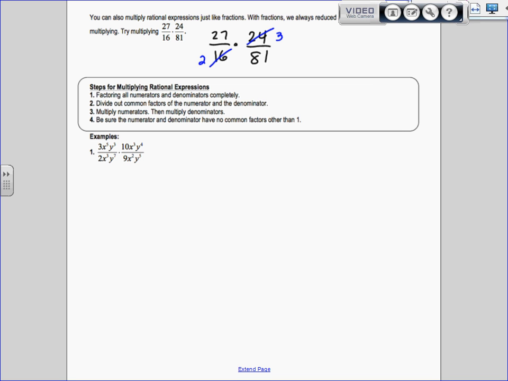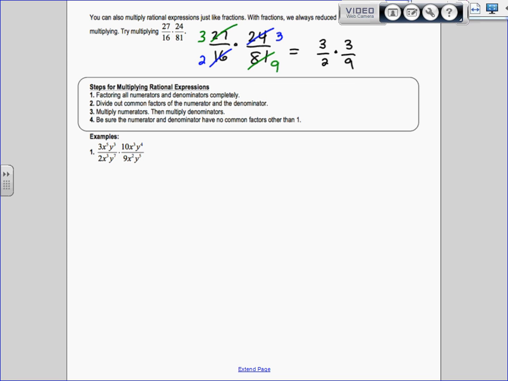27 and 81. Maybe you don't realize that 27 goes evenly into 81 3 times. But you do know that 9 goes into them. So we divide by 9. 27 divided by 9 is 3. 81 divided by 9 is 9. And then maybe it gets a little messy, so you need to rewrite. So you have 3 over 2 times 3 over 9.